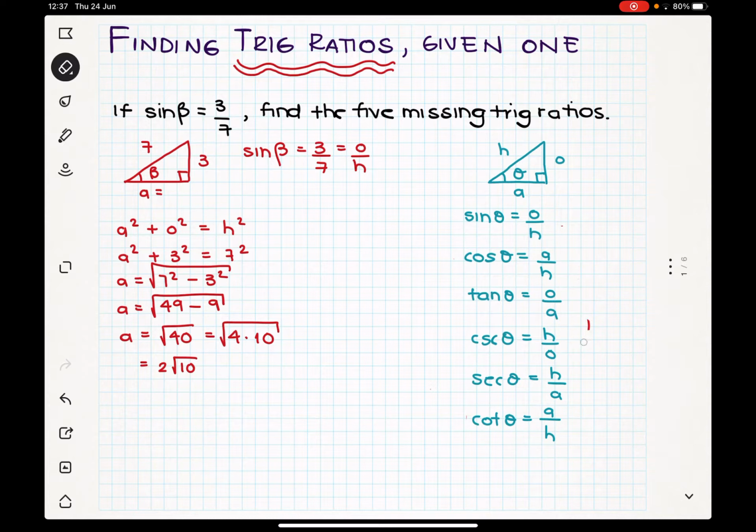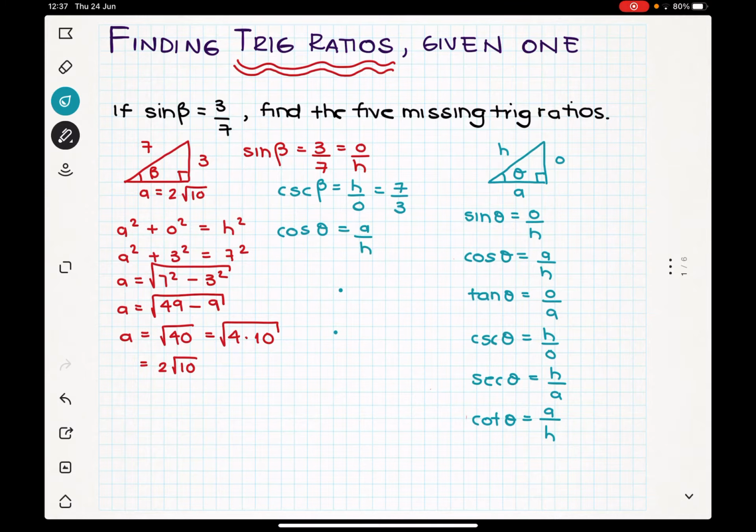If I have my triangle labeled, I can find my trig ratios. So this side is 2 square root of 10. I already have sine. So let's find cosecant. Cosecant is the reciprocal, so it's h over o, so it's 7/3. Then I have cosine. Cosine is adjacent over hypotenuse. Adjacent is 2 square root of 10, and the hypotenuse is 7.